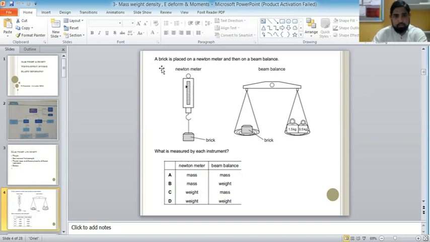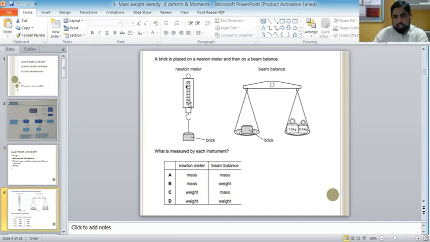A brick is placed on a Newton meter and then on a beam balance. What is measured by each instrument? The Newton meter is measuring weight and the beam balance is measuring mass. When we place the brick on the Newton meter, due to its weight the spring will be stretched down. For example, the answer is 40 Newtons. Internally we can divide it by g, approximately 10, and its mass will be 4 kg. So I can write here 40 Newton, and on the opposite side 4 kg.